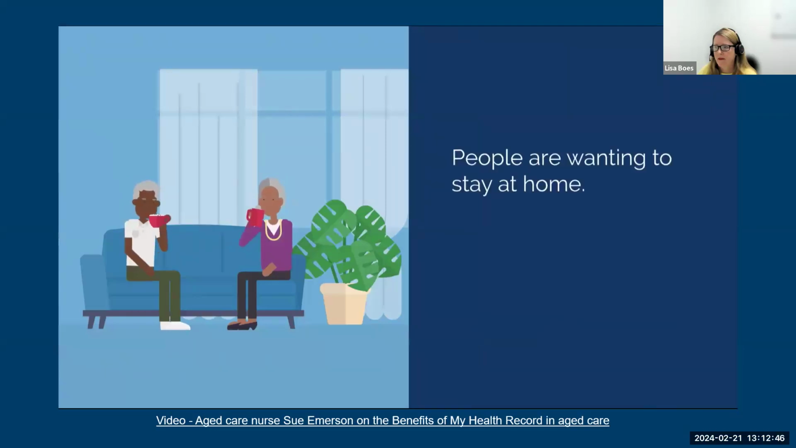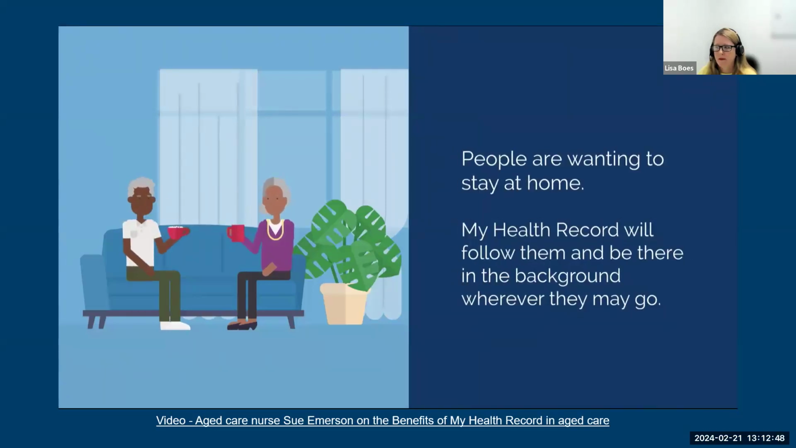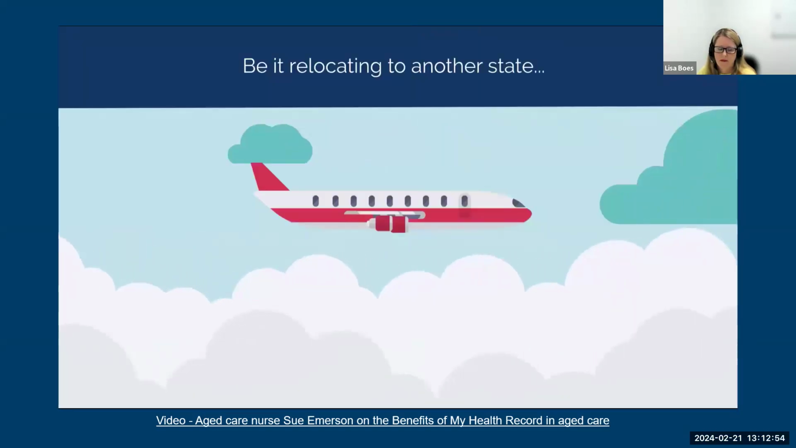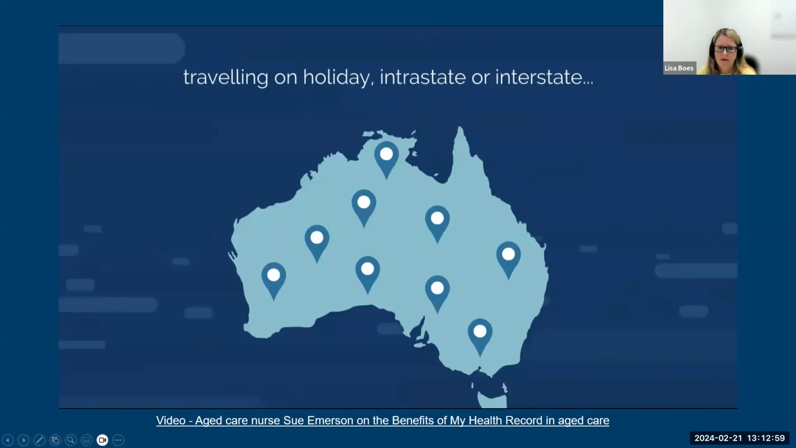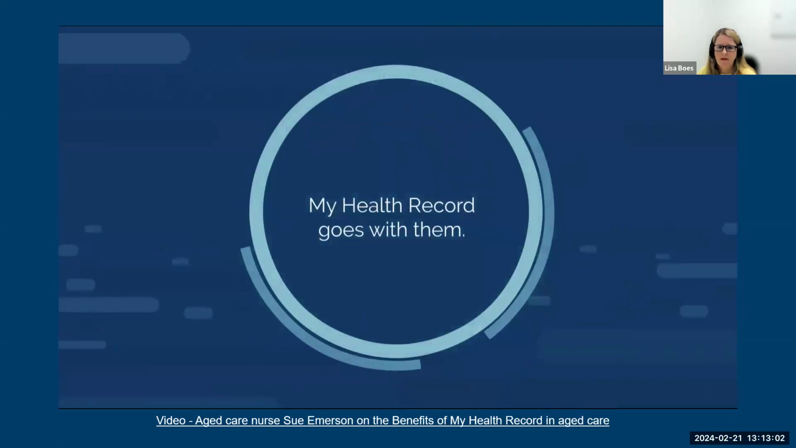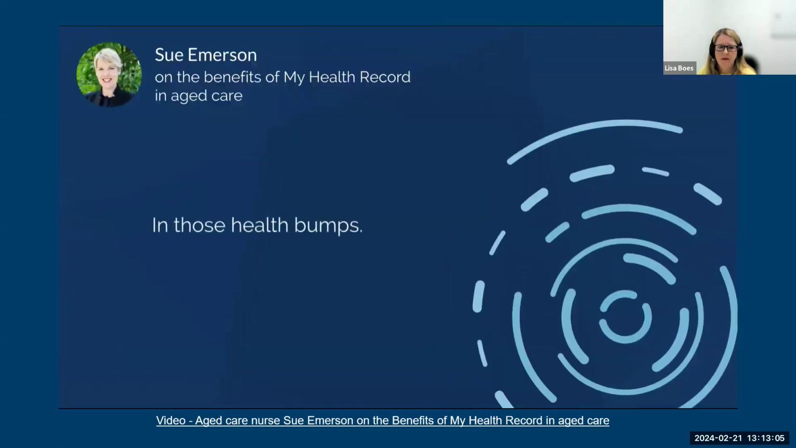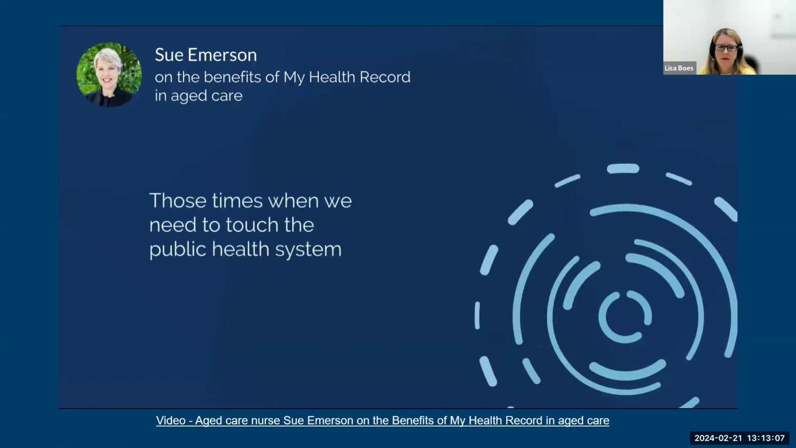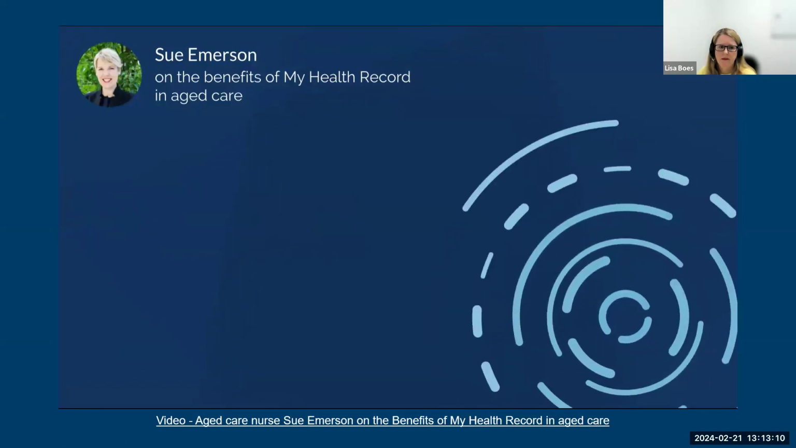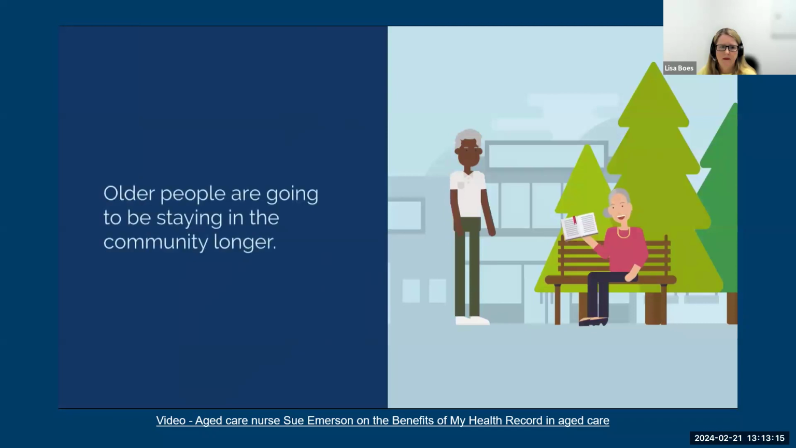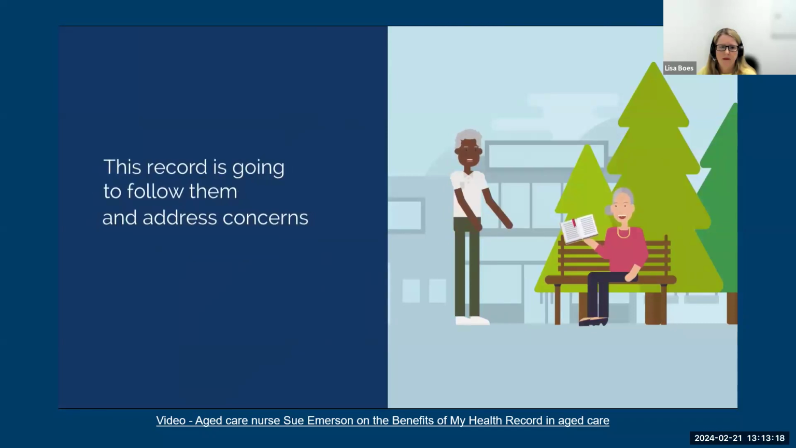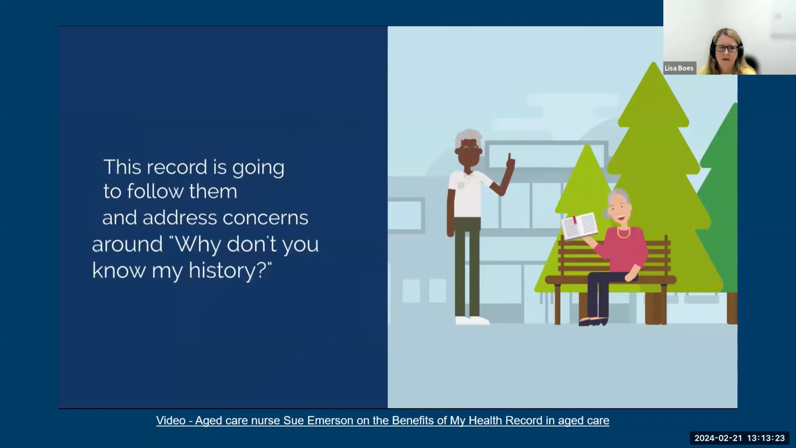People are wanting to stay at home, and the My Health Record will follow them and be there in the background wherever they may go, be it relocating to another state, be it travelling on holidays, intrastate or interstate within Australia. The My Health Record goes with them. And then in those health bumps, those times when we do need to touch the public health system, perhaps with an admission to a hospital, or the private health system, or day surgery. Older people are going to be staying in the community longer, and this record is going to follow them and really address those concerns around, why don't you know my history?